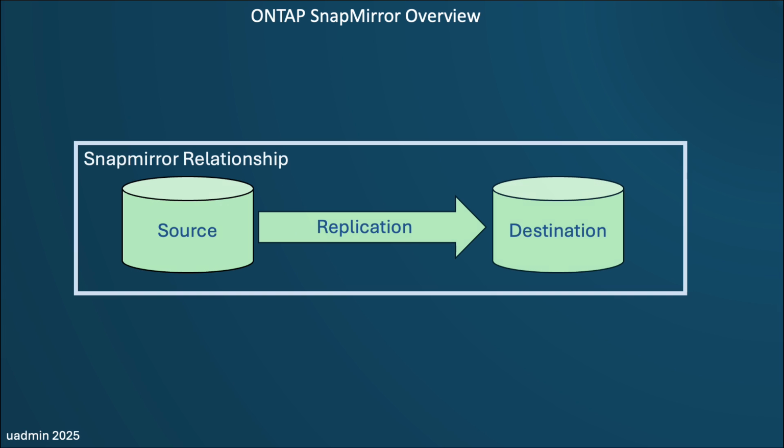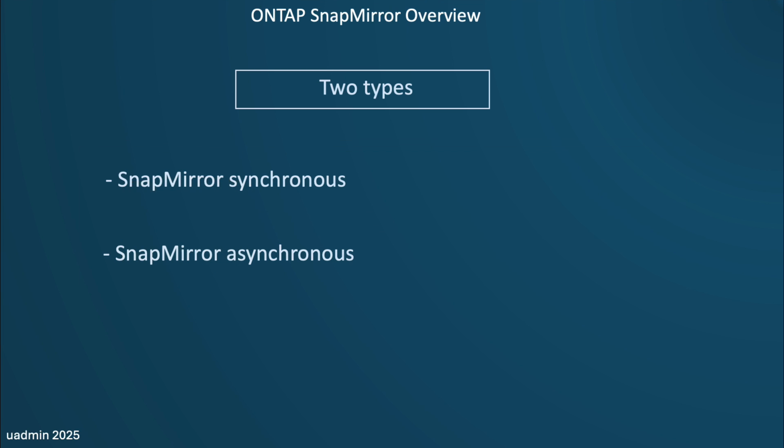Now, what is SnapMirror? SnapMirror is a NetApp tool to protect data that lives in flexible volumes in NetApp ONTAP clusters. The basic idea is that data from a source volume will be replicated to a destination volume. This replication is done based upon a relationship between a source and a destination. And there are two major forms of SnapMirror. SnapMirror relationships can be synchronous or asynchronous.